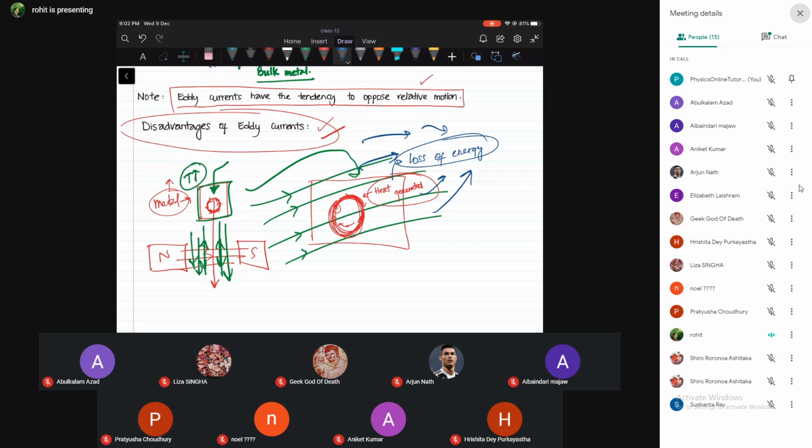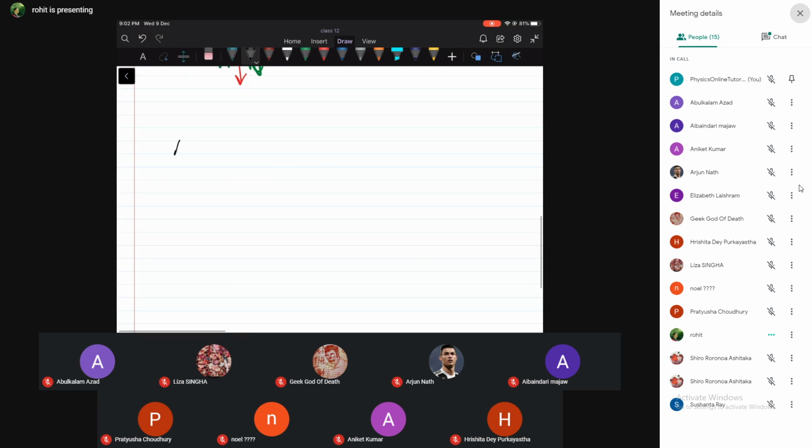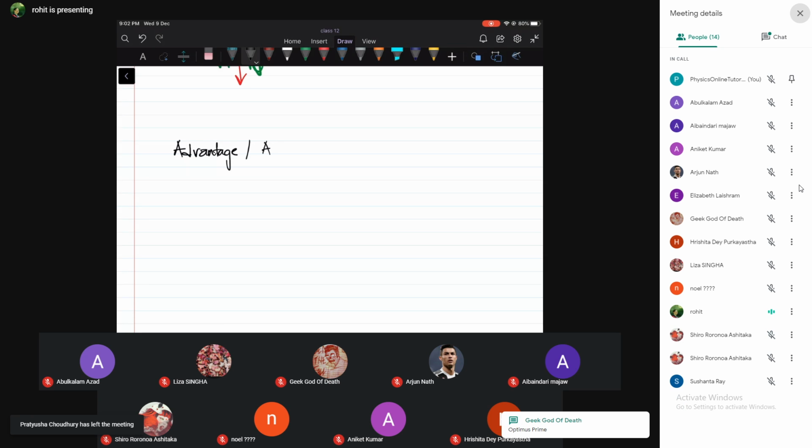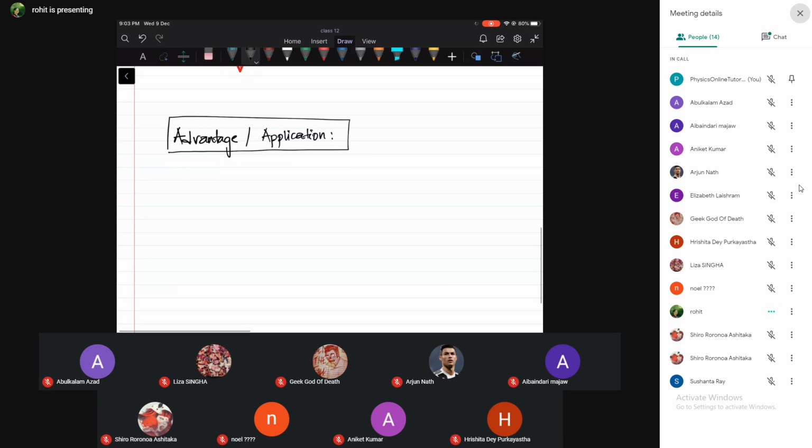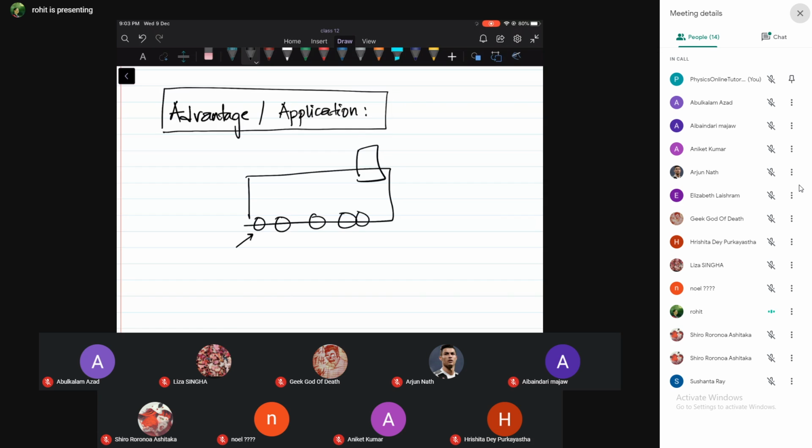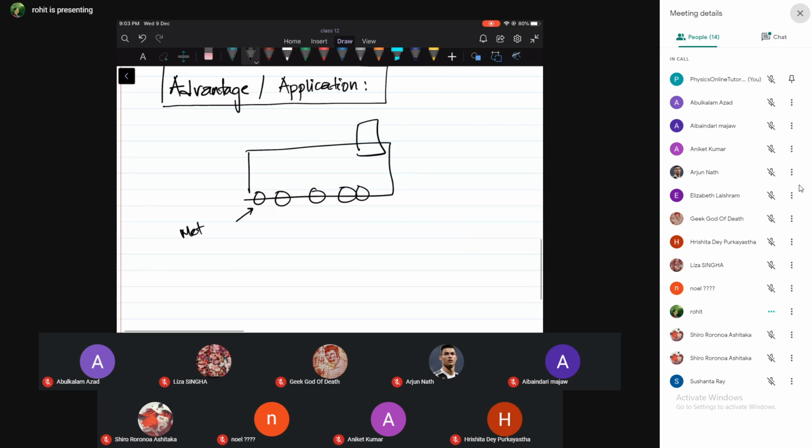But let me tell you some advantages are also there. Very quickly I'll just talk about one advantage, or let's say application. What is the application? I have a train. These are the wheels of a train. Wheels of a train, I think you know, are not made of rubber. They are made of metals. This is a track.